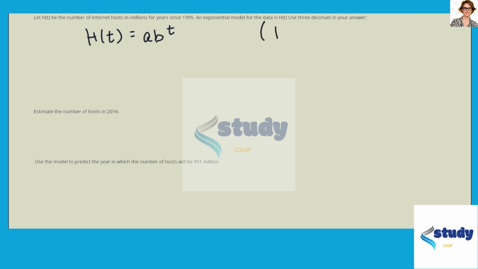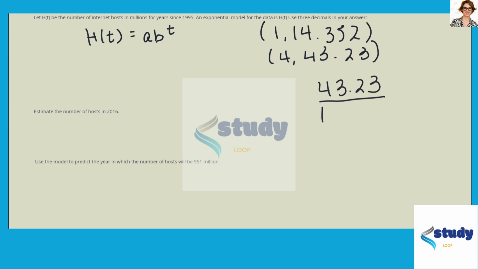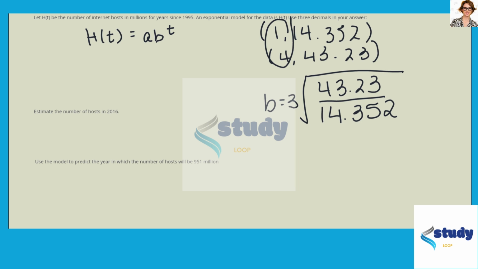To figure out our multiplier, I'm going to use the points from our table: 1, 14.352 and 4, 43.23. You take your 43.23 and divide it by the term that comes in front of it, and then take the nth root of it, where n is the difference in our x values. So our b value is going to be the third root of 43.23 divided by 14.352, which is 1.444, because we want to round to 3 decimals.